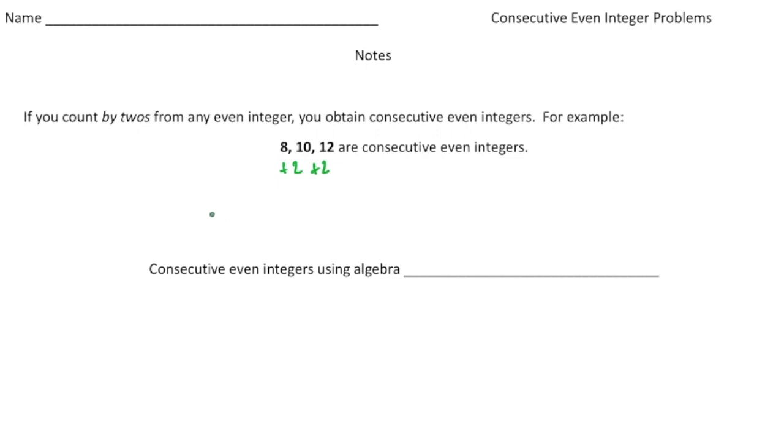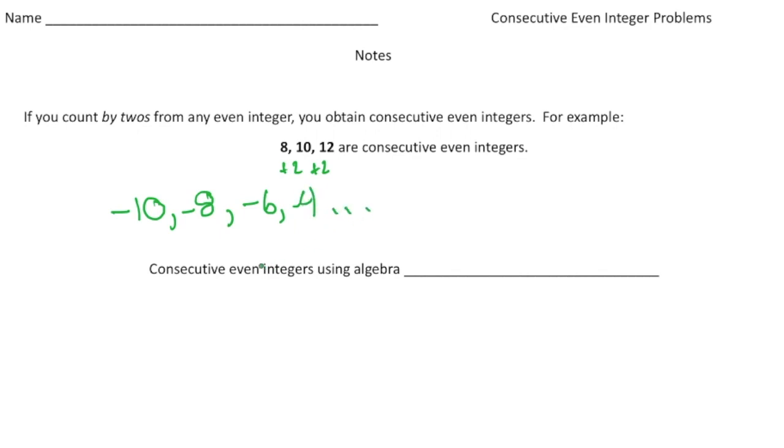The same thing applies if we have negatives. Say I'm at negative 10. If I add 2 to negative 10, that gives us negative 8. If I add positive 2 to negative 8, I get negative 6. If I add positive 2 to negative 6, I'll get negative 4, and this goes on forever.